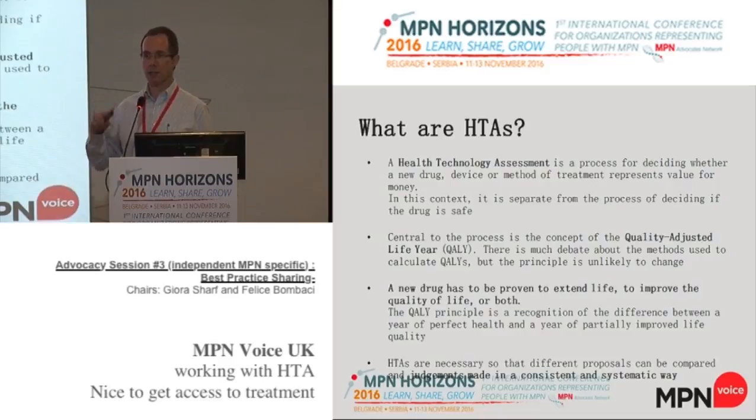Now, central to this process, at least in the way that the process is applied in the UK, and I believe this is quite common in other countries, although I'm not an expert even in the UK process, let alone other parts of the world, is the idea of what they call a quality-adjusted life year. Now, in many contexts and in many advocacy settings, the QALY, as it's known, is an infamous term.